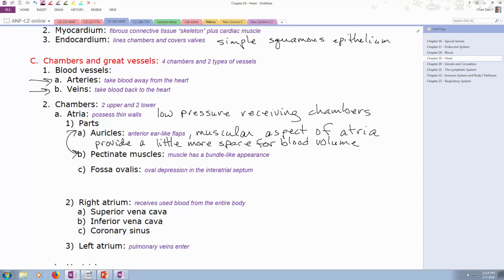The fossa ovalis is also in both atria because it's found as an oval depression in the interatrial septum because it is a remnant of a foramen.